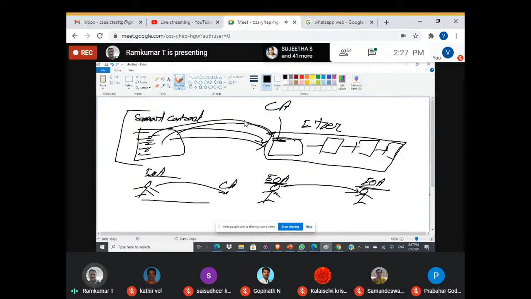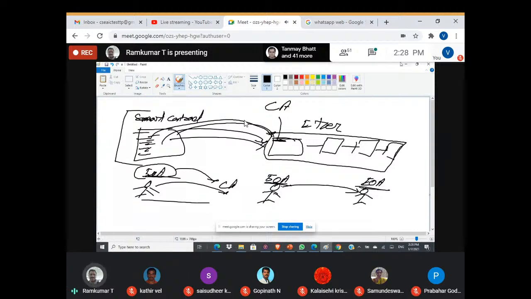Whereas I can also do EOA, externally owned account, to CA. Why do I have to do this? I want to deploy a contract into the blockchain, my own code. Yes, it is possible. These two things are possible.